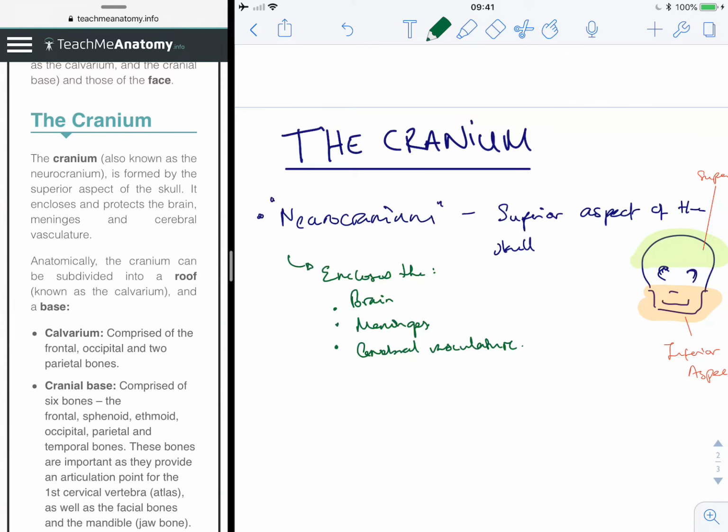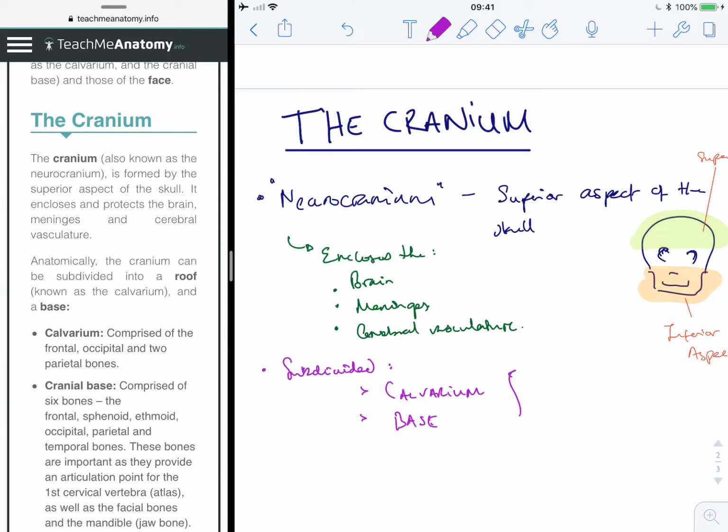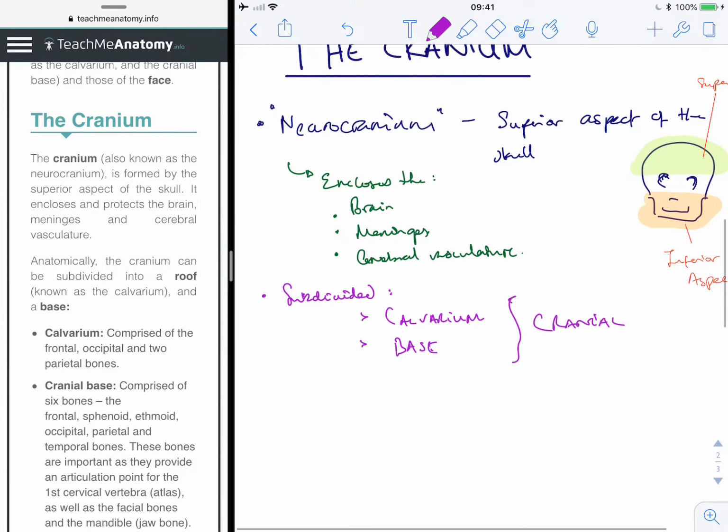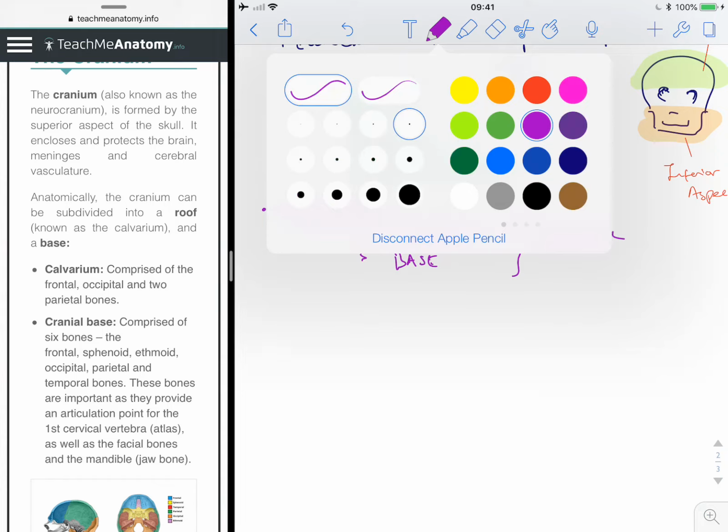Anatomically, the cranium can be subdivided into a roof, known as the calvarium, and a base. The calvarium is something I've never heard of before. So we are certainly learning together today.